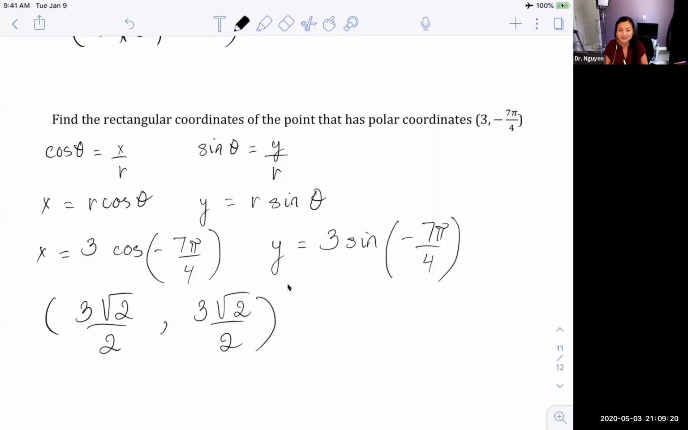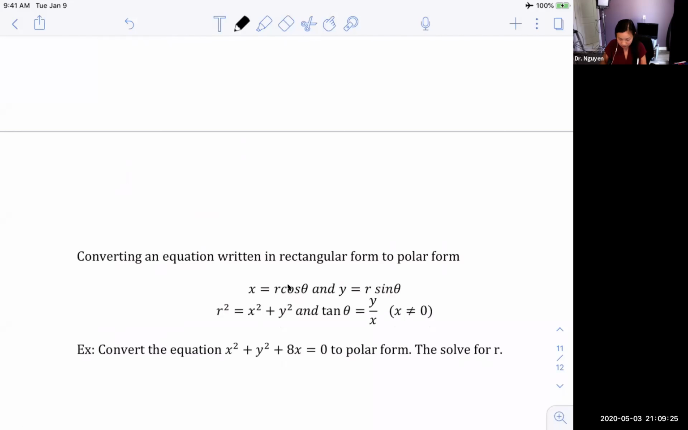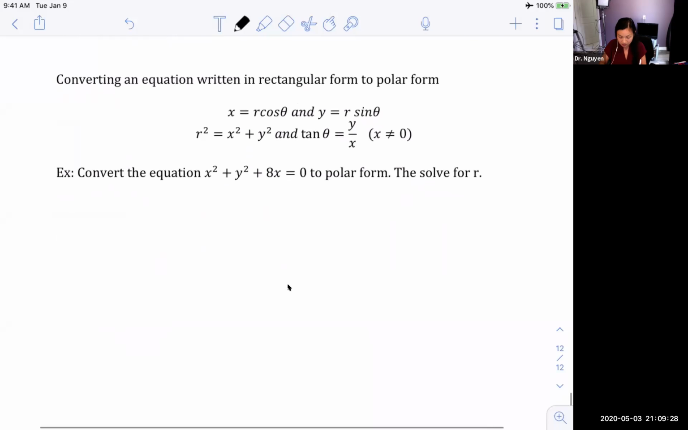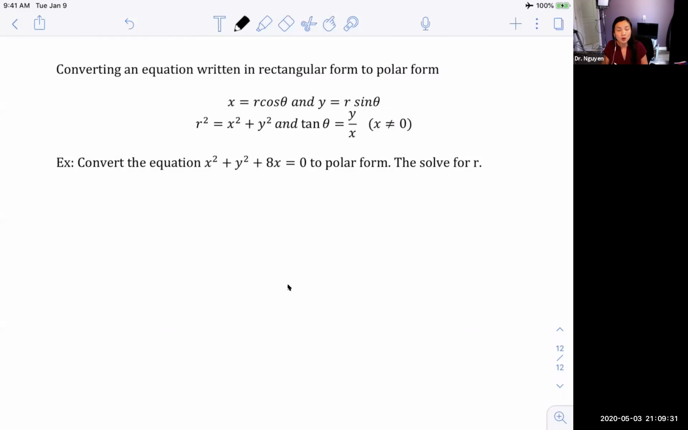And there we have it. Okay, moving on. Now, this time, instead of dealing with a point, we have an equation. So we try to convert an equation written in rectangular form to polar form. You just have to use the formula that I have for you right there. They're all very similar, okay? So let's work with this one right here.